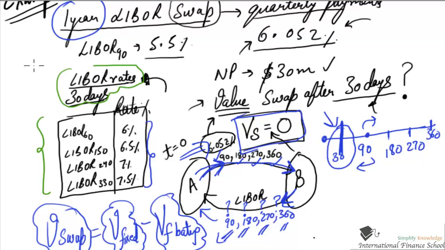So after 30 days have passed, this is the new yield curve I could see. Can you see that, the new yield curve? LIBOR 60, 150, 240, 330. I have to use this rate to discount my fixed rate coupons. In other words, let me compute the present value factors for this one so that I can discount with them.